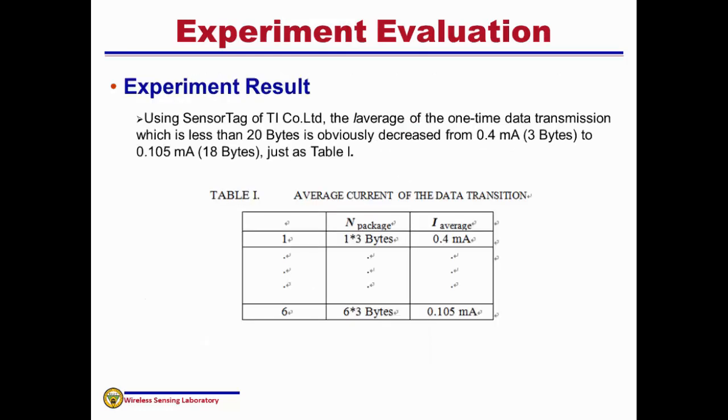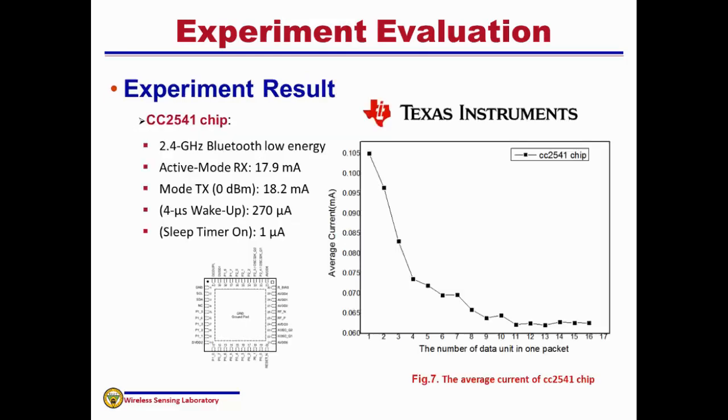Okay, so this is the result if we just increase the number in 1 unit. In 1 unit, the biggest is 20 bytes, so we have 6 sensors in 1 unit, and we can see that the average current decreased from 0.5 mA to 0.1 mA. That is obvious, and then we calculate the current when we increase the number of units.